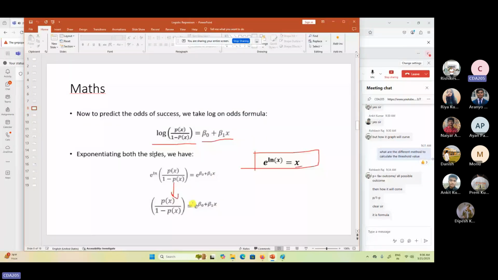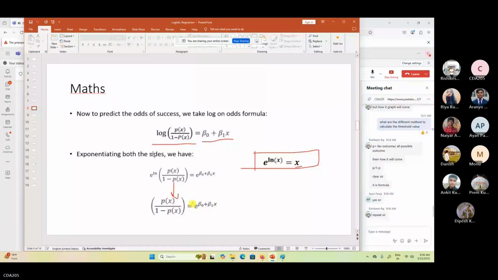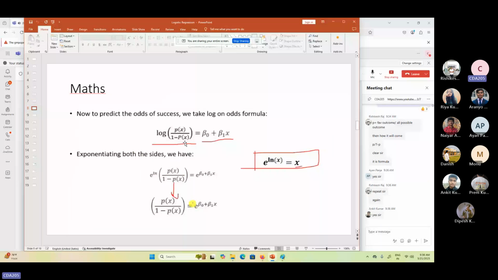Again I am explaining how it is. I am deriving the equation, that is 1 by 1 plus e to the power minus z. That equation I am deriving. Again I am telling you, the odds of success equation you know is p by 1 minus p, and we know that the equation of the straight line is beta naught plus beta 1 into x. Now to predict the odds of success, we take the log on the odds formula. So we have taken log p(x) by 1 minus p(x) is equal to y, that is beta naught plus beta 1 x.